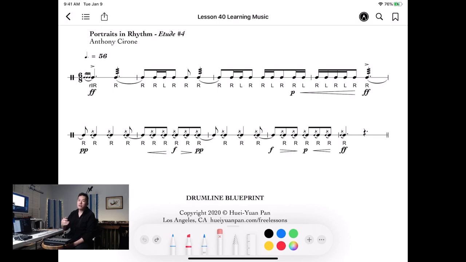I really encourage my students to buy the music if they can. And then you write your name on the inside cover, so, property of Huei-Yuan Pan. And then you see those copies of music. When they borrow it from me, I say, hey, make sure I get this back. And then you have to write their name down because otherwise, if they don't remember to give it back to you, you've got to remember to follow up with them.